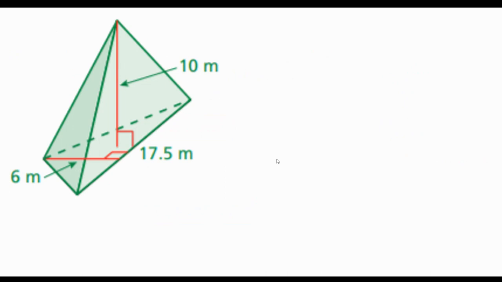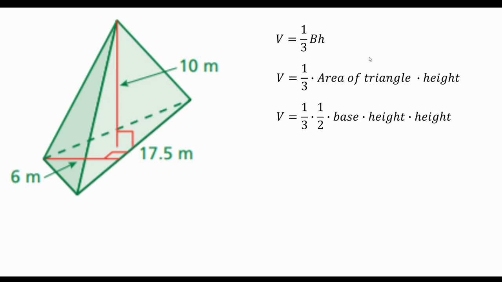So we look at our first example here, look at our dimensions. We have a base of our triangle of 17.5 meters, a height of our triangle 6 meters, and a height of our pyramid being 10 meters. So if we use that volume equals 1/3 times the area of the base times the height, so that's going to be 1/3 times the area of the triangle times height of the pyramid is really what we're looking at. So remember, 1/2 times the base times the height, that's the area of a triangle, so that's what we have substituted in there. So really what we're looking at is 1/3 times 1/2 times the base times the height of the triangle, and then times the height of the pyramid.